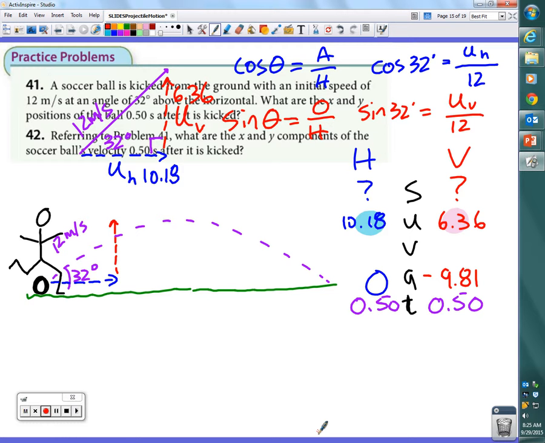Now, how many pieces of information do we have in each column? 3. Now we can use our Suvat equations. Okay? Good there? All right. Use your Suvat equations and figure out what is the horizontal displacement and the vertical displacement. Go.